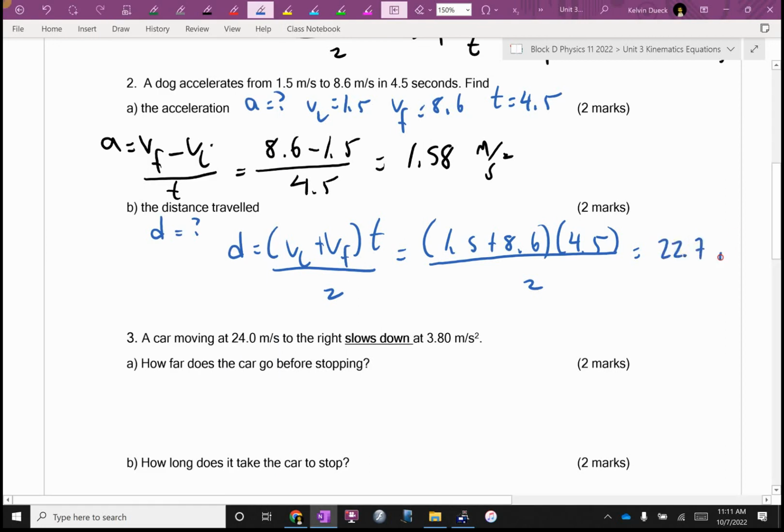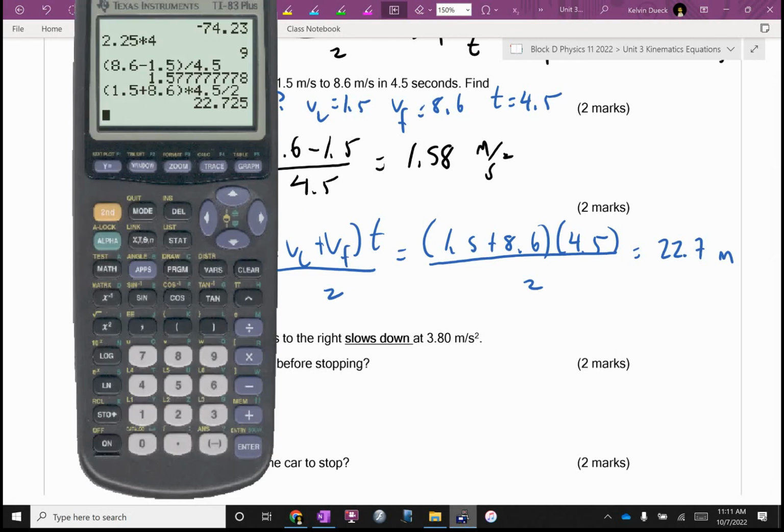And that is meters. Now, I had a bunch of people last block say, Mr. Dewick, I think they got 20 point something, not 22.7. The most common mistake last block was kids forgot to put the 1.5 and 8.6 in brackets. They put a bracket around the top, but forgot that 1.5 plus 8.6 is its own little mini bracket.